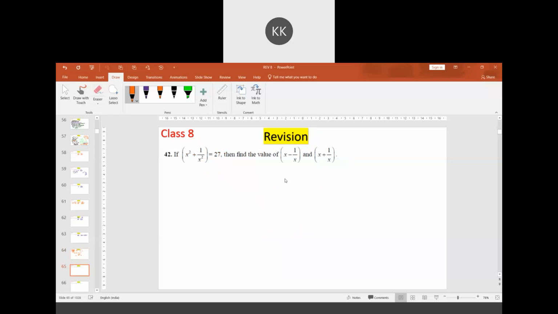x square plus 1 by x square is 27. Find the value of x minus 1 by x and x plus 1 by x. Let me try this by taking x minus 1 by x whole square first. Let us expand this. This will be x square plus 1 by x square minus 2.